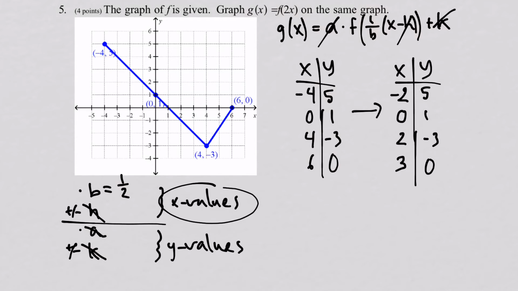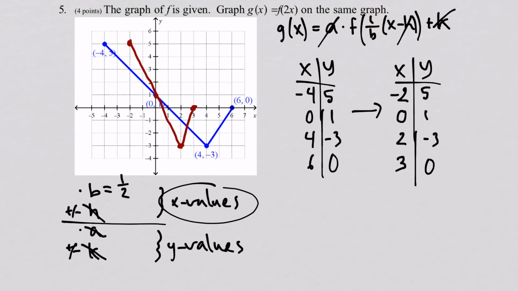And now I'm going to graph them. -2, 5. It's right there. 0, 1 stays at the exact same spot. 2, -3 right here. And 3, 0 right there. Connect those dots to make your graph. It goes like this, all the way down here, and then back up to that one.